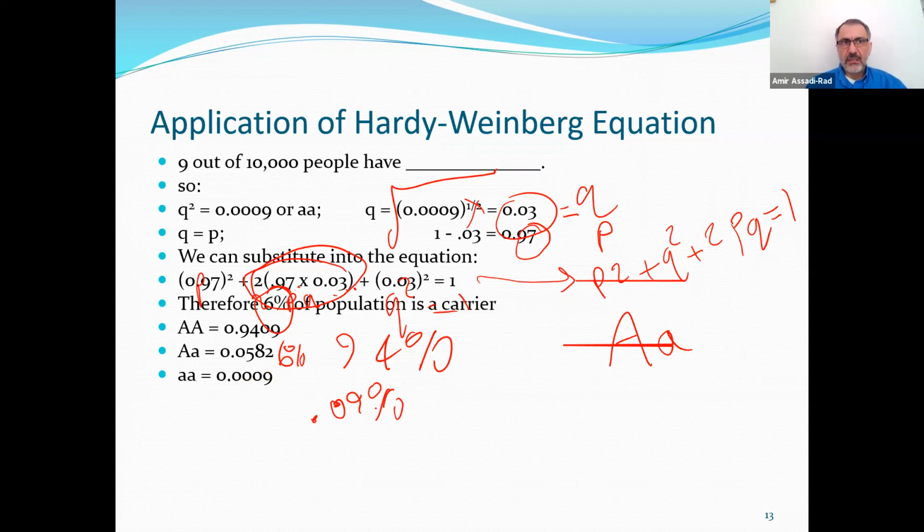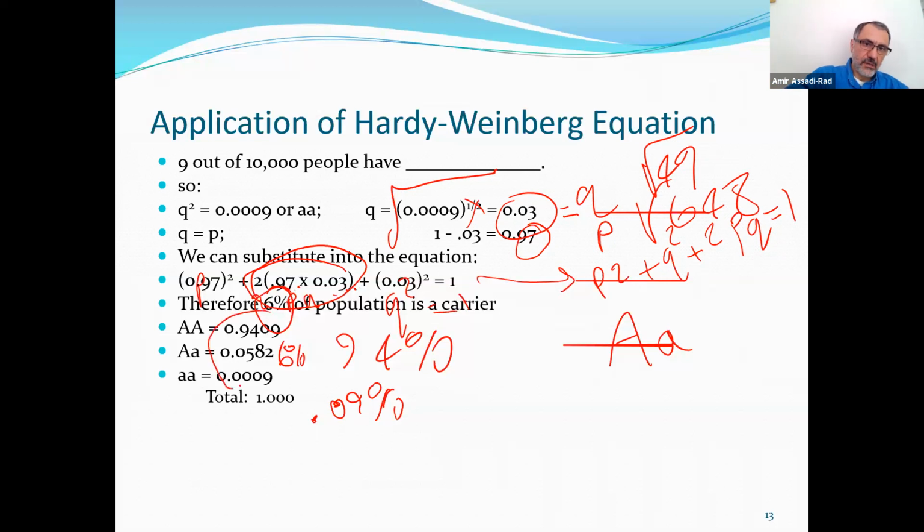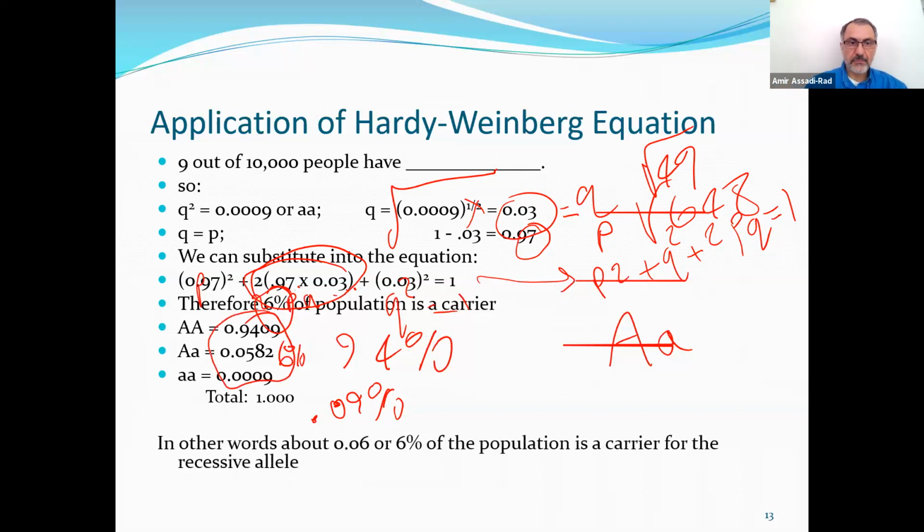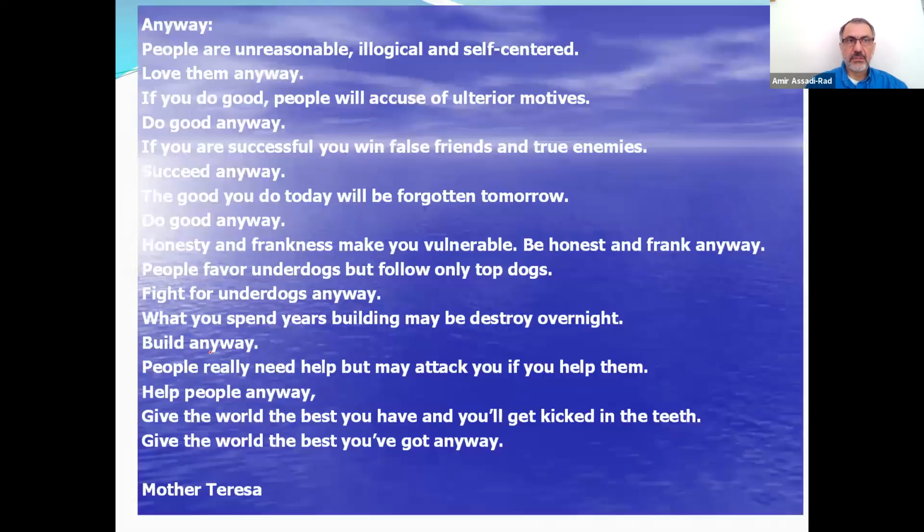So I talked about the Hardy-Weinberg equation, and I gave you one example. You should be able to do this problem during the exam. I will give you numbers that you easily can square root, like 49. Square root of 49 is 7, right? Or 64. Square root of 64 is 8. These are the numbers that I will give you for the exam, and then you should be able to come up with the answers. So the total of all of these is 1. 6% versus carrier we talked about.